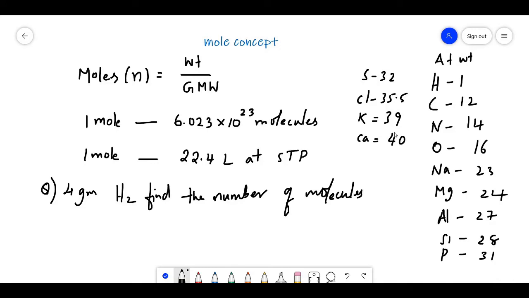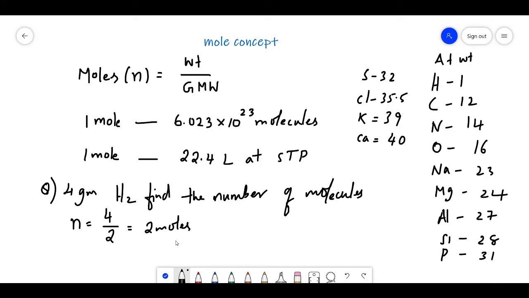If the atomic weight is more than 20, or if they give some other elements, 90% they will provide the atomic weight. Even for these elements they may provide it, but at least try to remember these atomic weights. Now to calculate the number of moles, n is equal to weight, which is 4 grams, by gram molecular weight of hydrogen. Hydrogen atomic weight is 1, so it is 1 into 2, nothing but the molecular weight of hydrogen is 2. So we get 2 moles.